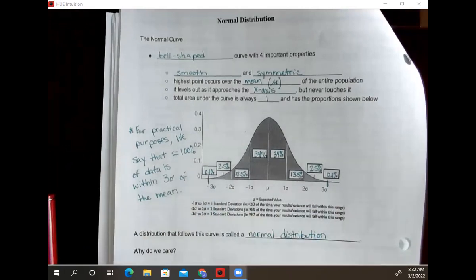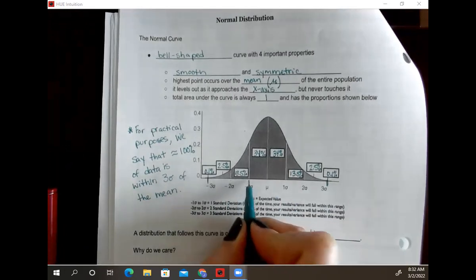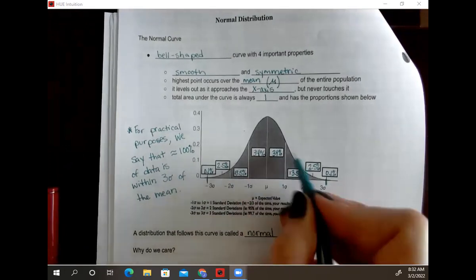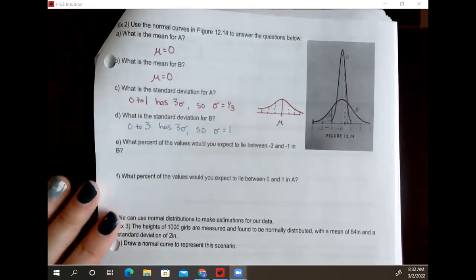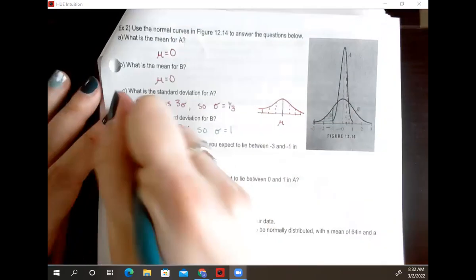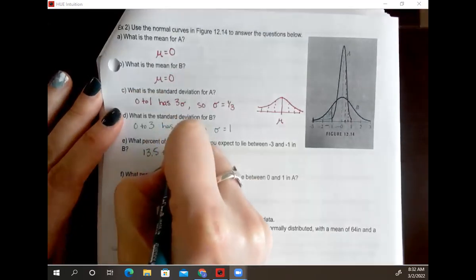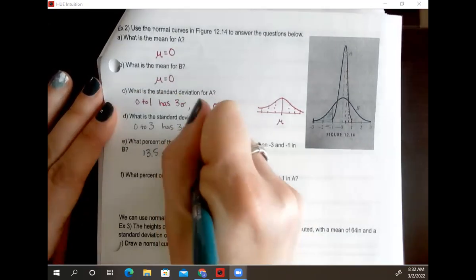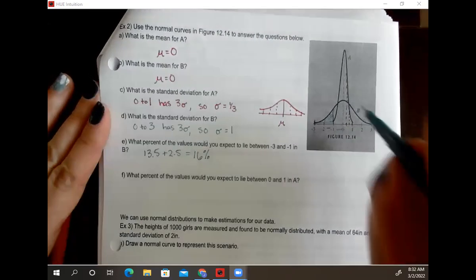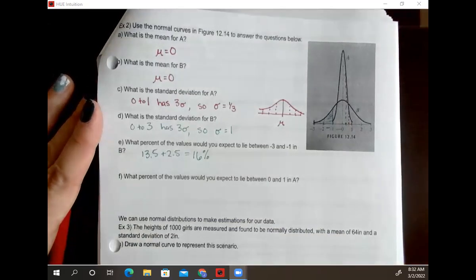Anytime we talk about normally distributed sets, and I'm asking you what percent of data would you expect to be between the mean and one standard deviation, or between 1 and 2 standard deviations below, we're always going to refer back to these percentages. So we're looking at between -1 and -3. Well, this piece here would be 13.5% of my data. And then this piece here would be 2.5% of my data. So I'm just going to add those up and I get 16%. Okay, so I would expect 16% of my data for B to live in that range between -3 and -1.